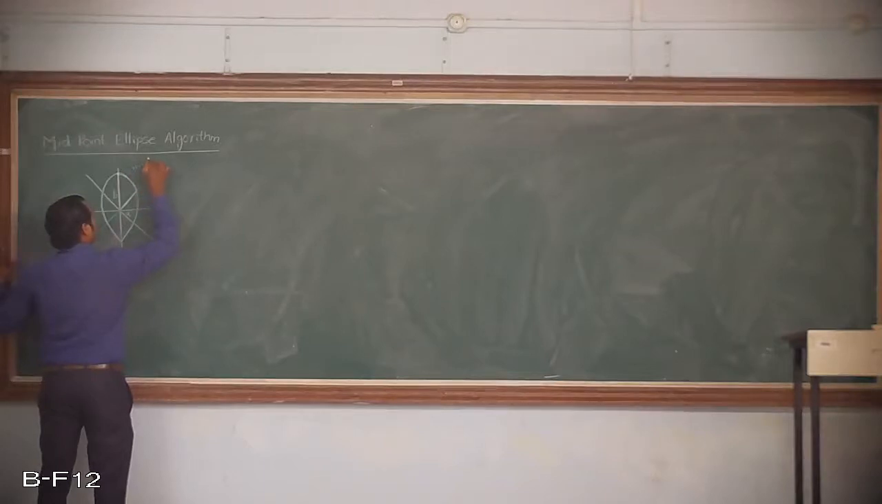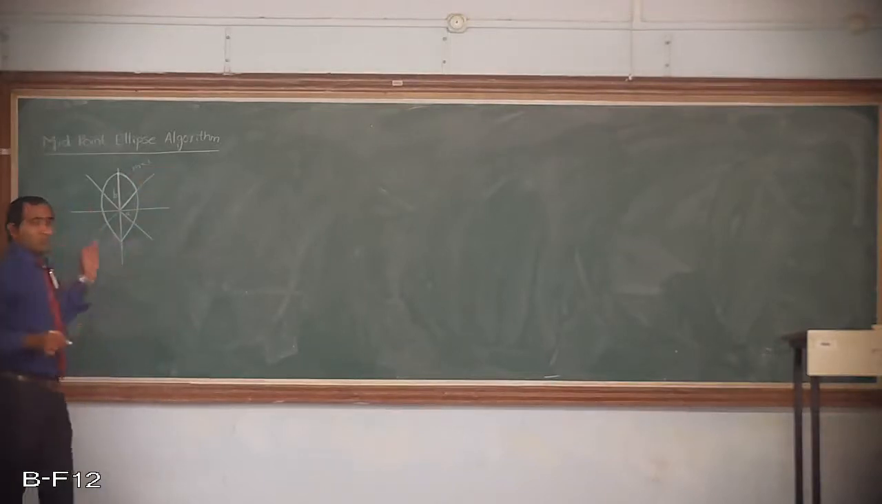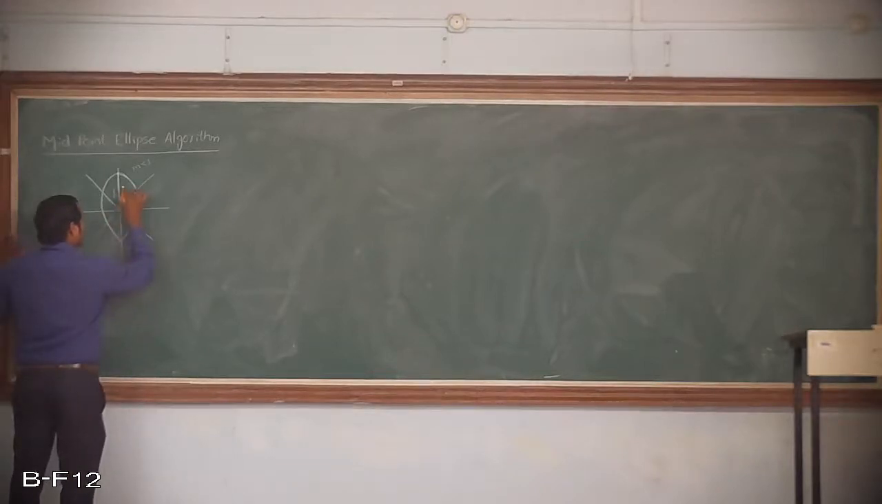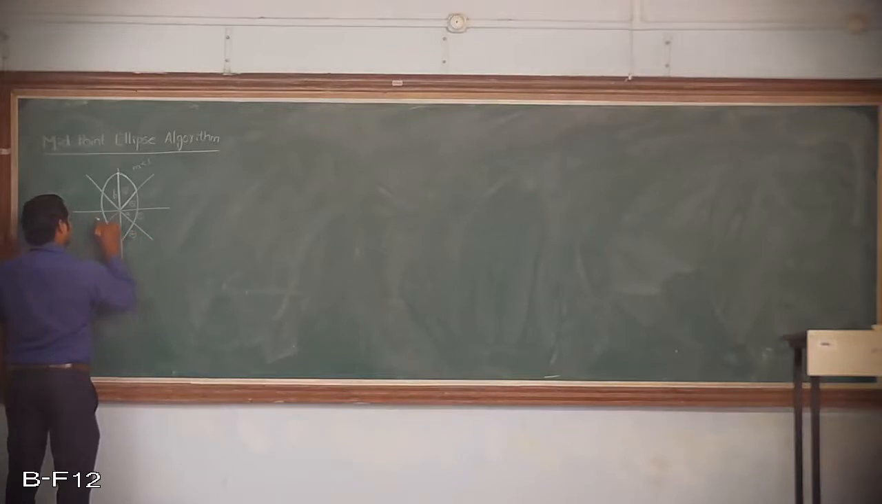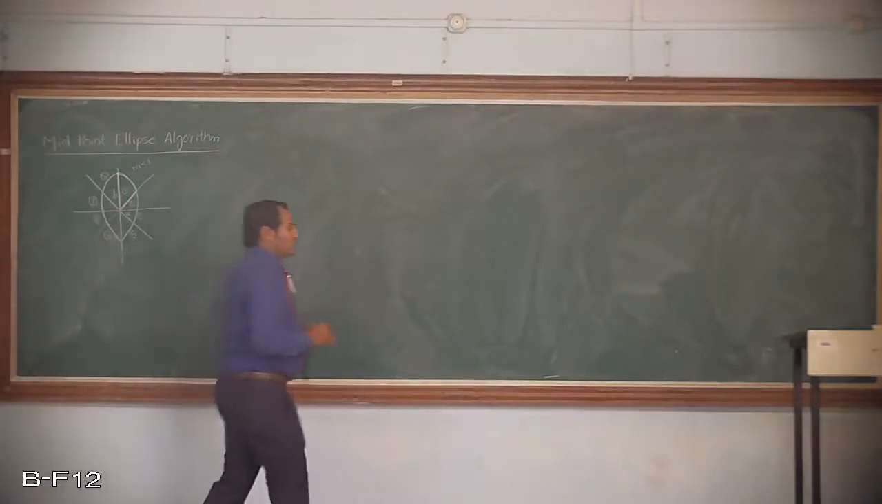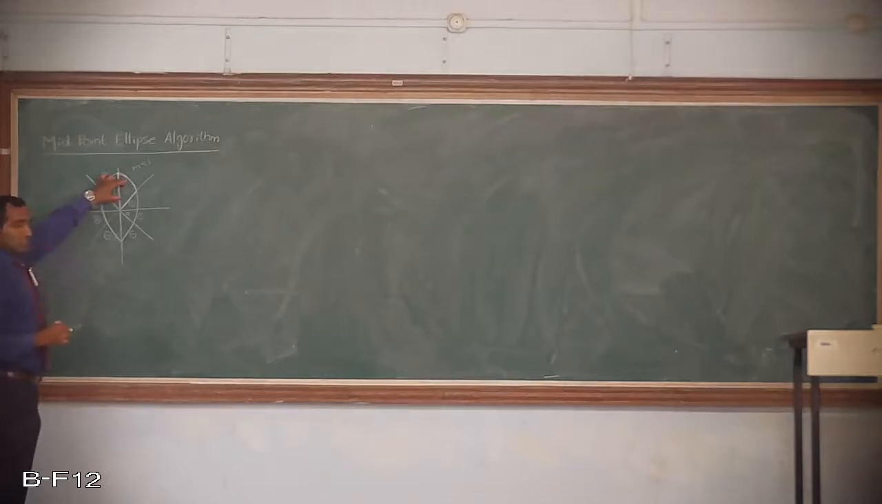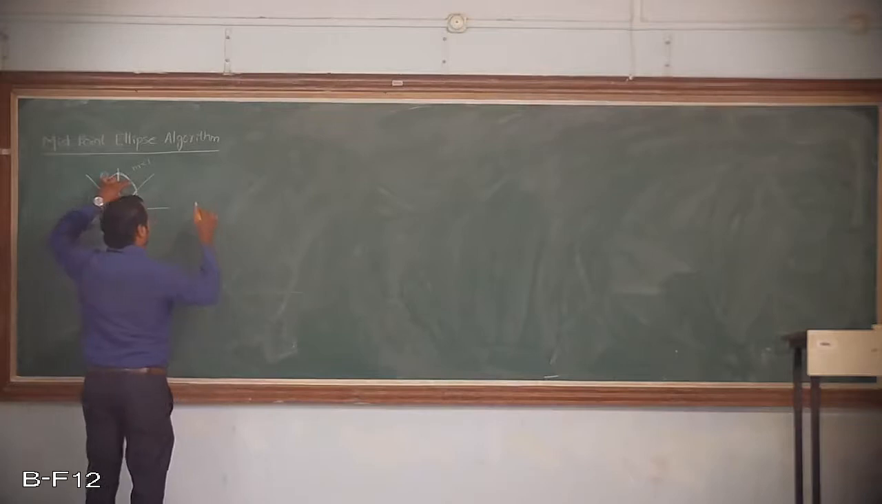Here m is less than 1. In this octant, the slope will be less than 1. So this is the first octant, this is the second octant, this is third, fourth, fifth, sixth, seventh, and eighth. 8 octants. In the previous class we already discussed the first octant, so I will write down the equations for it.